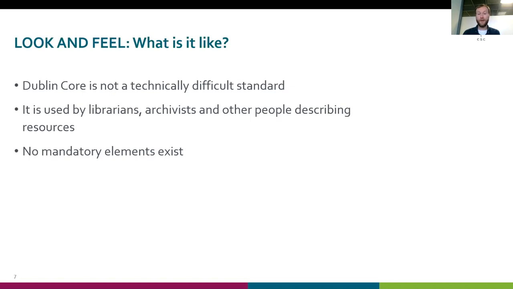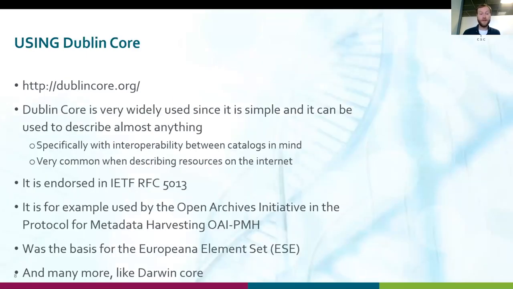It's a vocabulary, so there is no metadata structure and no mandatory elements defined. You can use any of or all of the elements when describing a resource. The homepage is at dublincore.org, and it's very widely used, and it's endorsed also by the Internet Engineering Task Force in its RFC 5013, and used, for example, by the Open Archives Initiative in the OAI-PMH protocol for metadata harvesting. It was also the basis for the European Element Set, the older metadata set for European resources. And it's also used by many more, like Darwin Core.